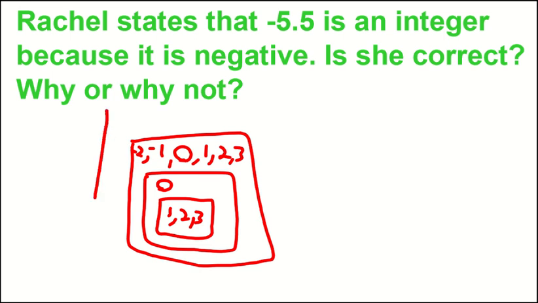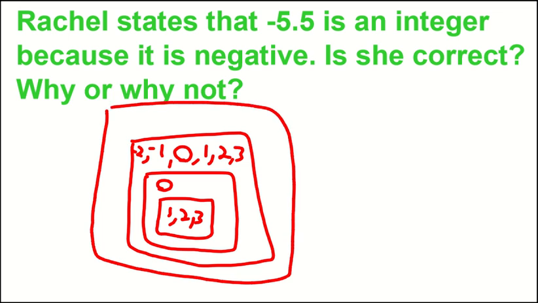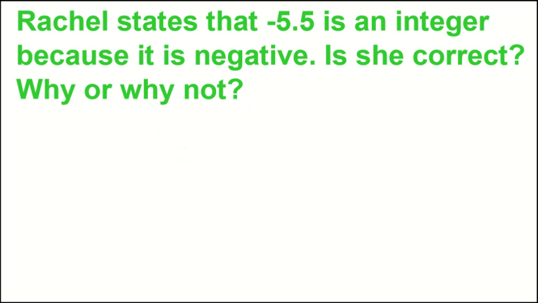So the next one further out was just the rational numbers. That included anything that had decimals or fractions or anything like that, whether they're positive or negative. So that would just be a rational number. Okay, it wouldn't be an integer. Any questions on that one?